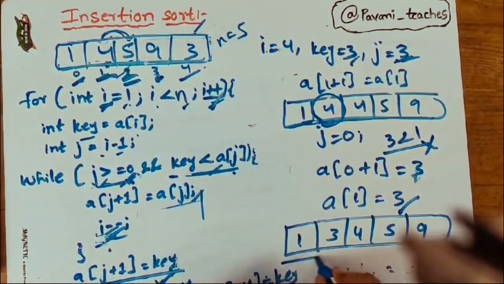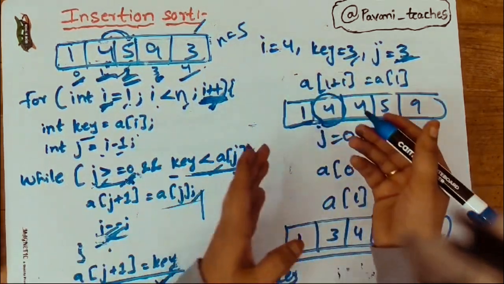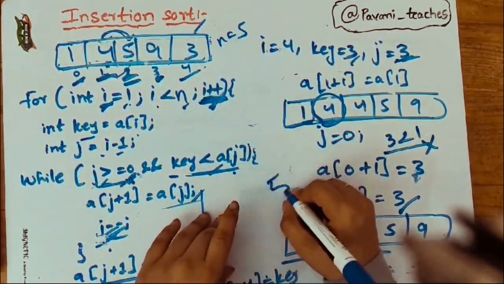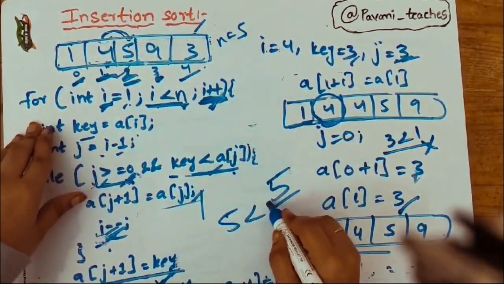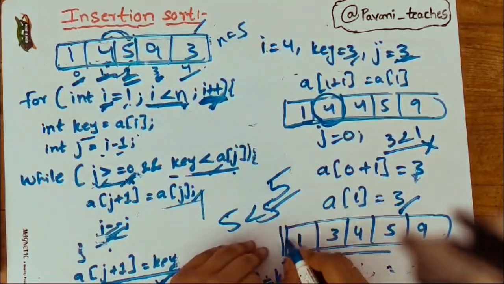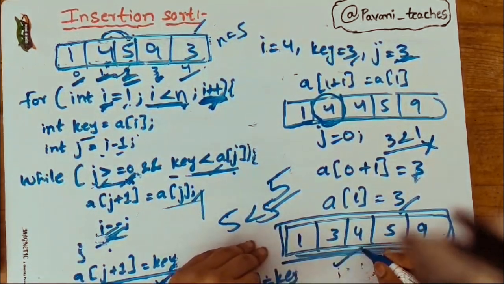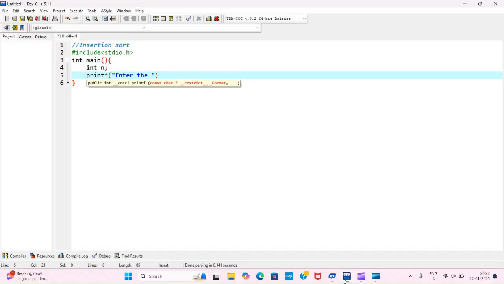At last, i will be incremented by 1. Now i will be 5. It will check this condition. As 5 is not less than 5, it will come out of the while loop. At last we can print all the elements that are present in the array. This is how insertion sort works. I'll give the complete code now.